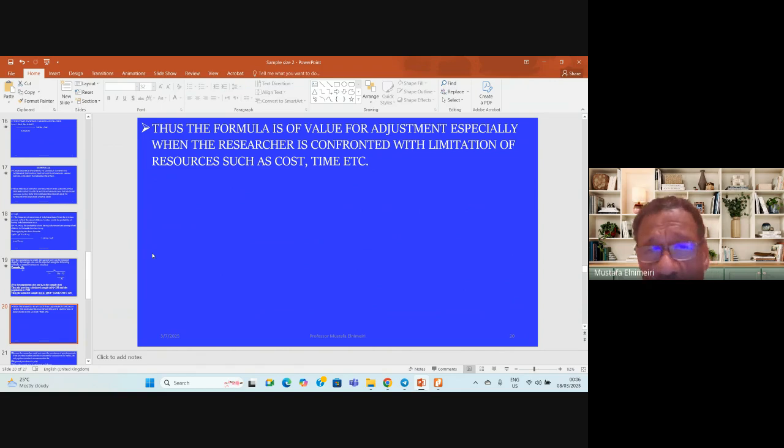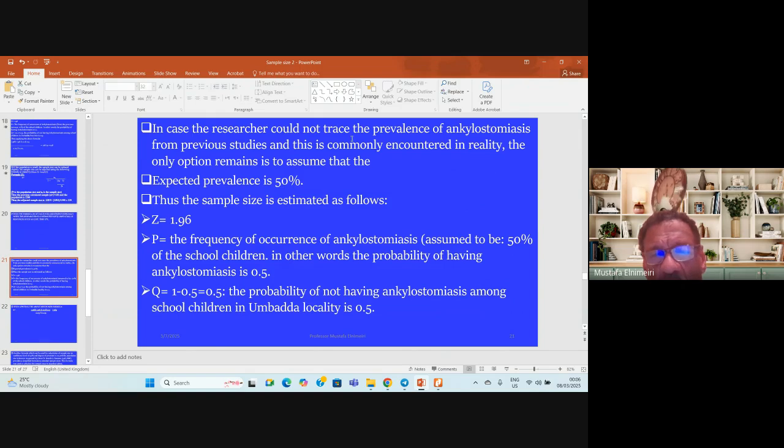And thus the formula is of value for adjustment, especially when the researcher is confronted with limitation of resources such as cost of time, etc. In case the researcher could not trace the prevalence of ankylostomiasis from previous studies, and this is commonly encountered in real-life situations, the only option remaining is to assume that the expected prevalence is 50%, and thus the sample size is estimated as follows. Z is 1.96, and P, the frequency of occurrence of ankylostomiasis, is assumed to be 50%.